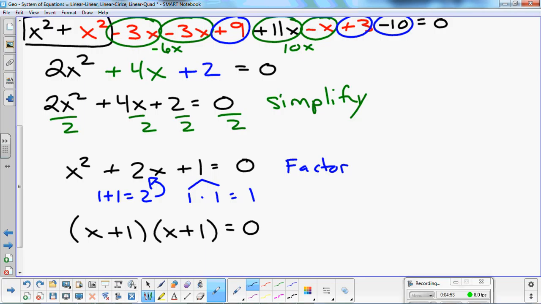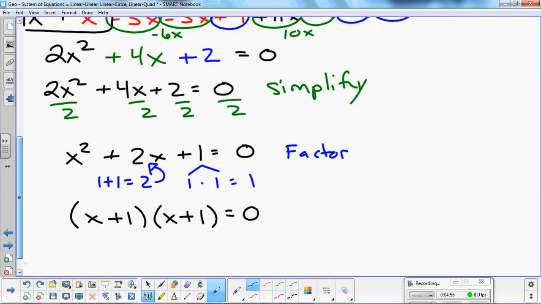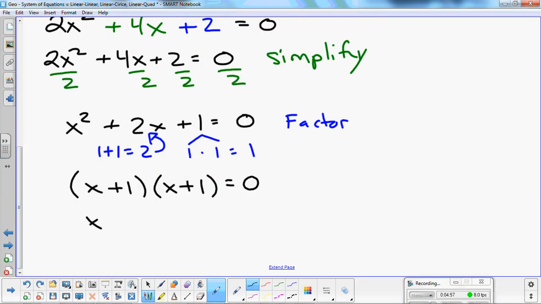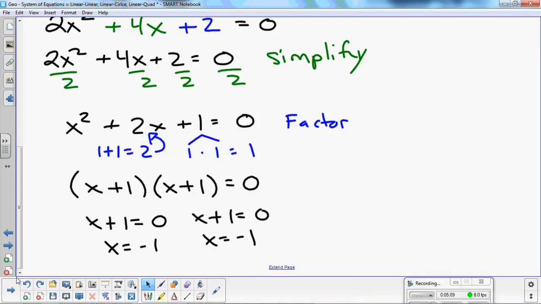equals 0. To solve for x, I need to set each one of my parentheses equal to 0 and solve for x. So I'll get x equals -1 and x equals -1. Because both of these are the exact same number, it tells me I'm only going to get one intersection point. So for my intersection, I know my x value is -1. I need to find that y value.